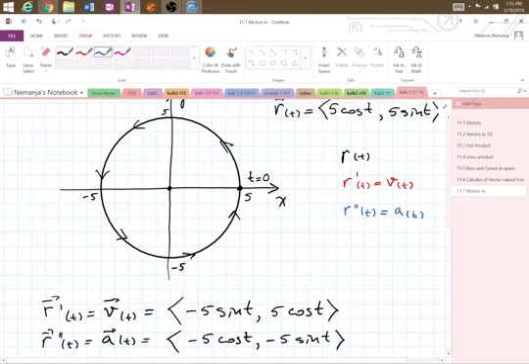So now we compute these things. For t equals 0, we plug everything into r. So 5 cosine of t: cosine of 0 is 1 times 5 is 5. So at t equals 0, we have (5, 0).